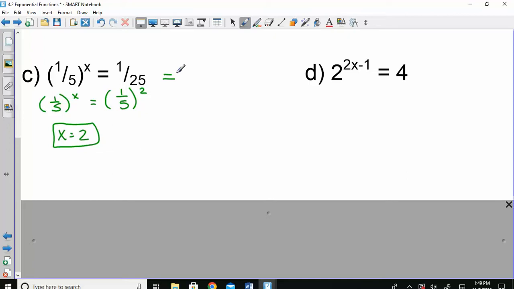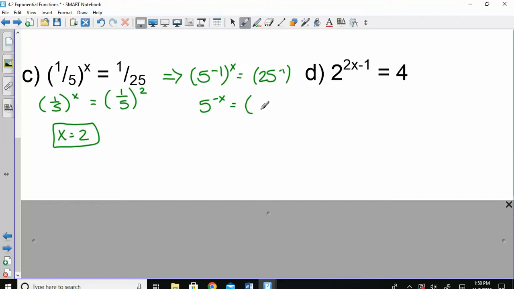Another option, sometimes these fractions are a lot harder for people, so you could rewrite them without fractions. 1/5 would be the same as 5 to what power? Negative 1. A negative exponent flips it. 1/25 is like 25 to the negative 1.